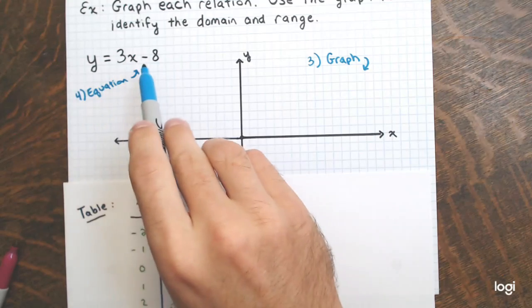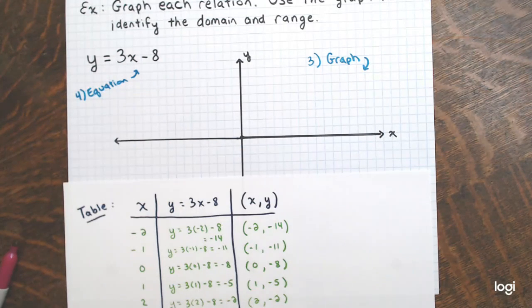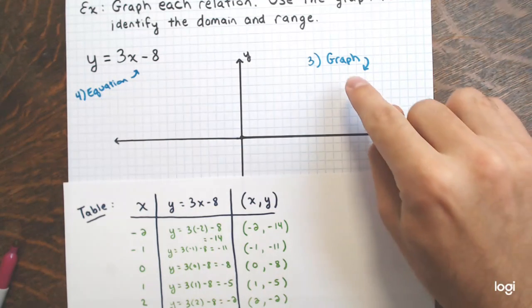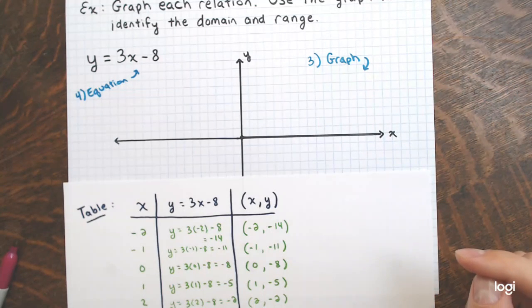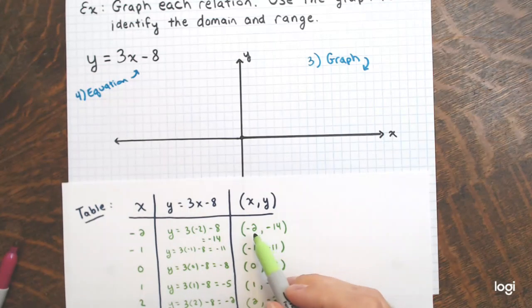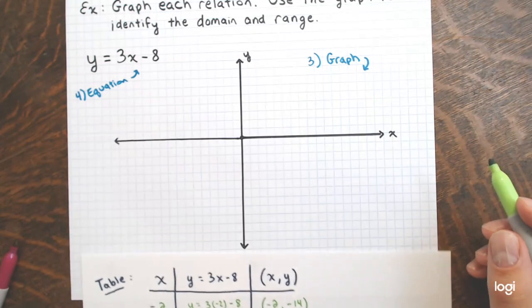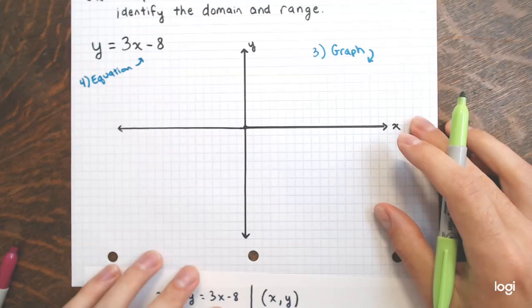Now I have the fourth representation here, y equals 3x minus 8. Wonderful. I'm going to do the third representation. Right, let's make a graph of this. So let's plot some points. So I've got the point (-2, -14).